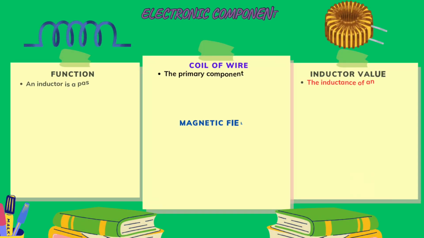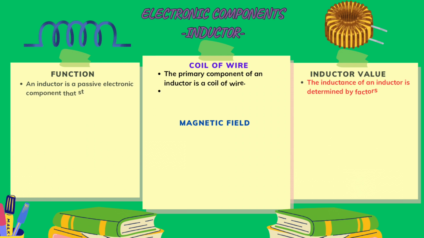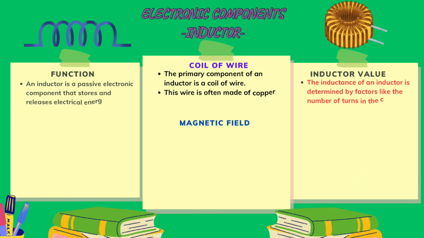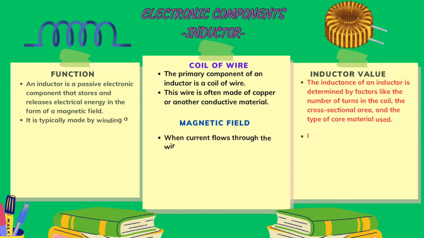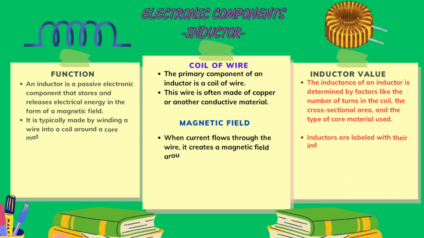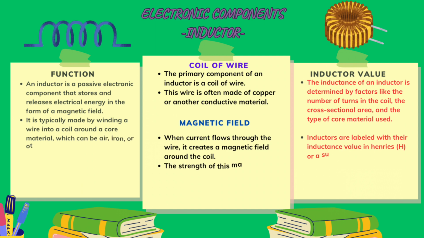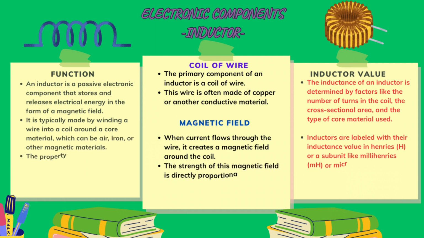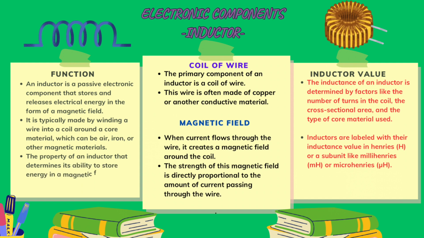Last but not least is the inductor, one of the major electronic components in engineering. What is the function of an inductor? An inductor is a passive electronic component that stores and releases electrical energy in the form of a magnetic field. It is typically made by winding a wire into a coil around a core material, which can be air, iron, or other magnetic materials. The property of an inductor that determines its ability to store energy in a magnetic field is called inductance, denoted by the symbol capital L and measured in henries.